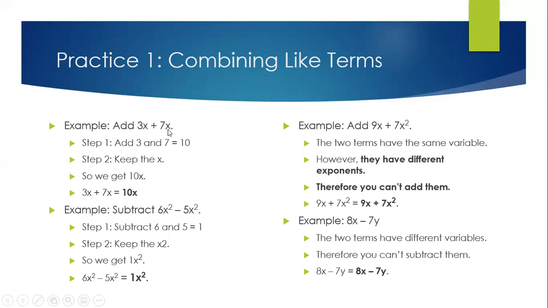So 3 plus 7 is 10, and we get 10x. If you notice, 3 plus 7 is 10, and the x stays the same. We don't change the x.